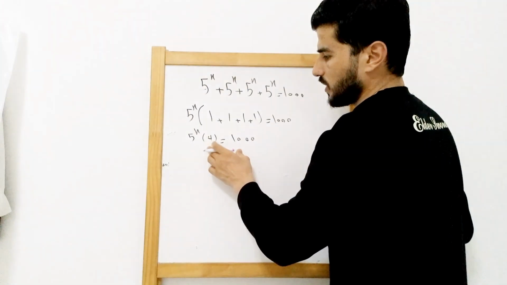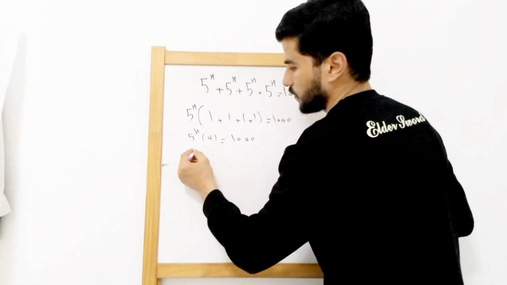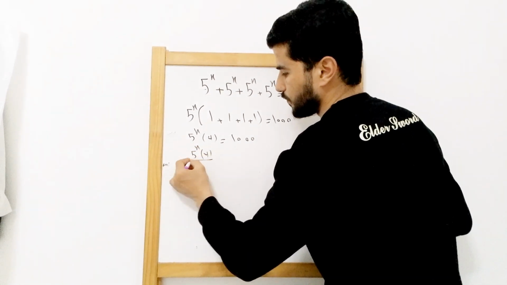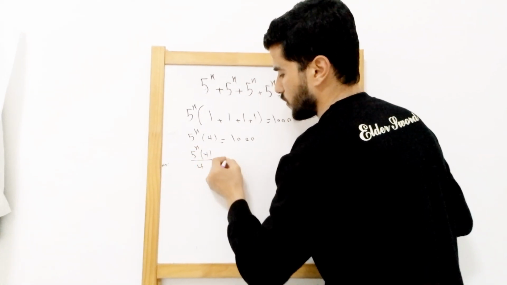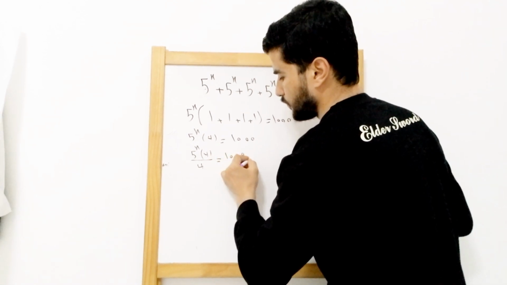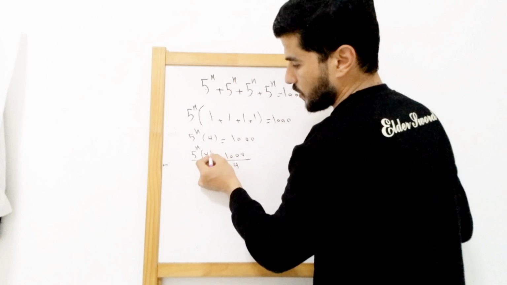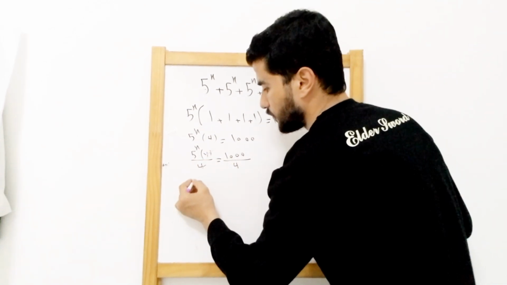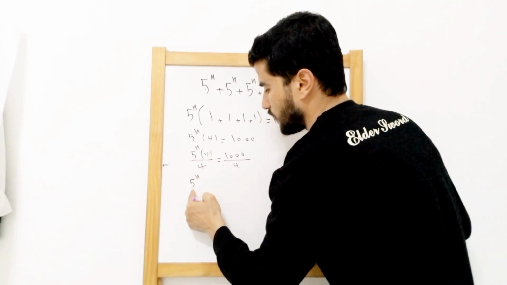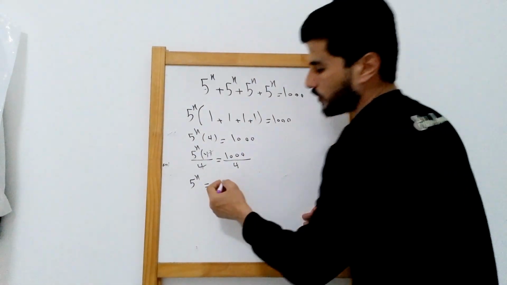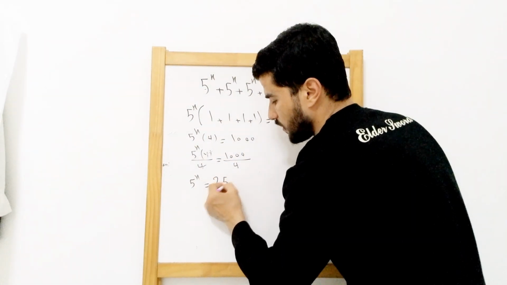And then we can divide by 4, divide by 4 both sides. Okay, and now we can cancel 4 and 4. 5 raised to x equal 1000 divided by 4, 250.